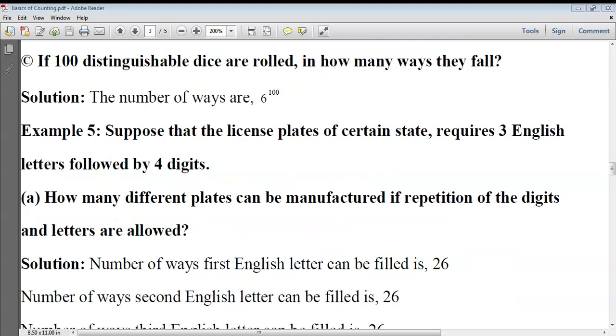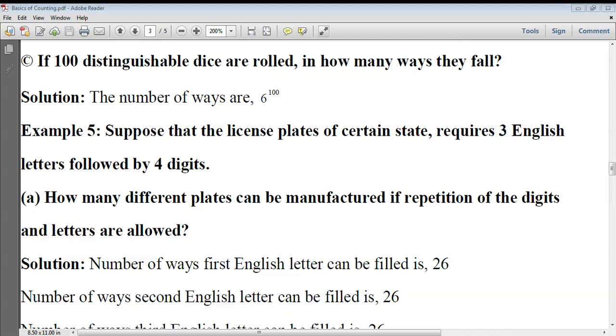Now 100 distinguishable dice are rolled. In how many ways can they fall? 100 dice are there. For the first die there will be 6 chances, that is 1, 2, 3, 4, 5, 6. For the second die also there will be 6 chances, and so on. For the 100th die also there will be 6 chances. The total number of ways they fall is 6 power 100.